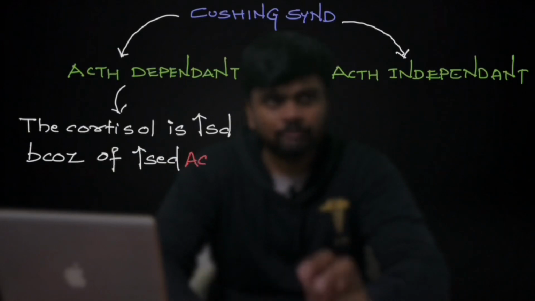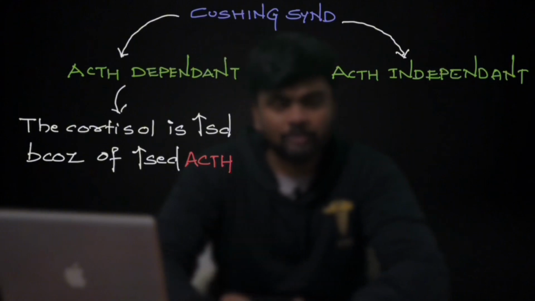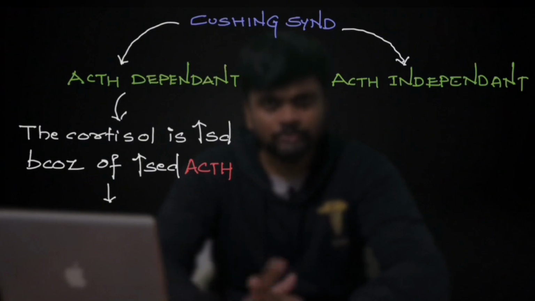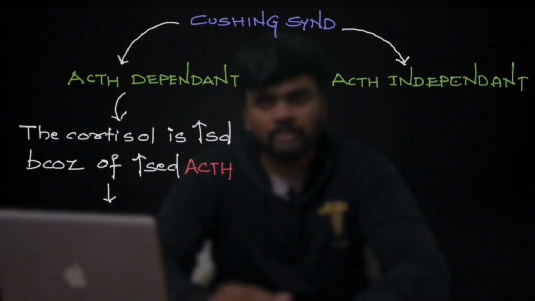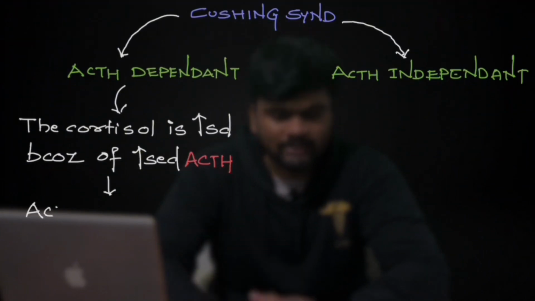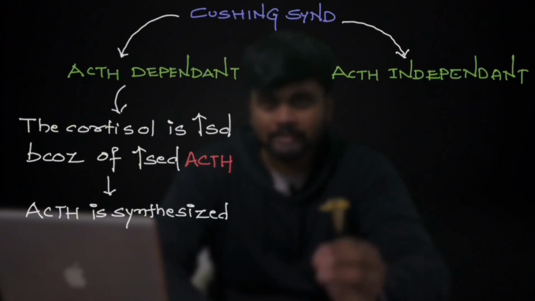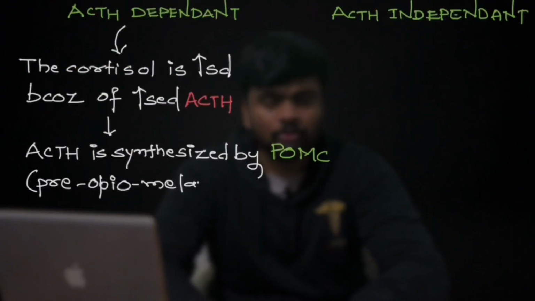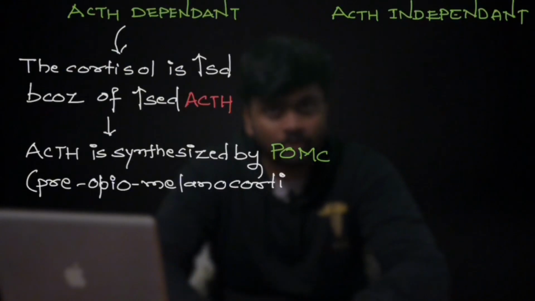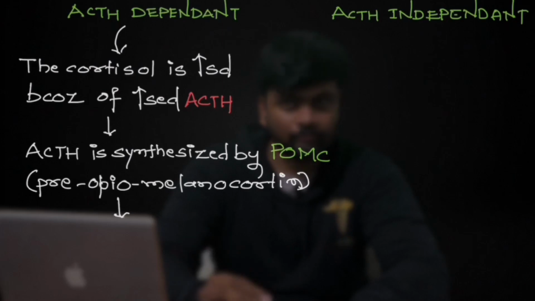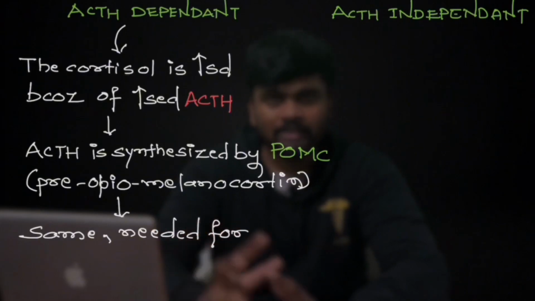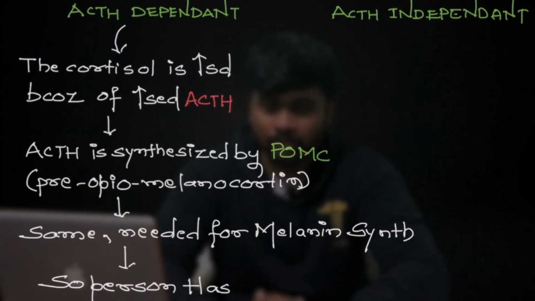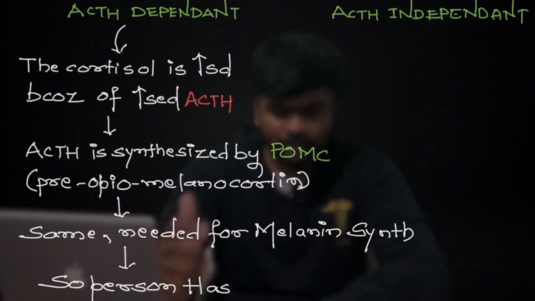This ACTH increases mainly because of two reasons. One is because of pituitary adenoma, another it may be because of paraneoplastic syndrome which is producing the ACTH. The most common cause being the pituitary adenomas. As this ACTH is synthesized, this ACTH has a precursor which is called POMC, pro-opiomelanocortin. This pro-opiomelanocortin is the same precursor which is required for the melanin synthesis. So whenever the person is having ACTH dependent Cushing syndrome, the person will also have hyperpigmentation.